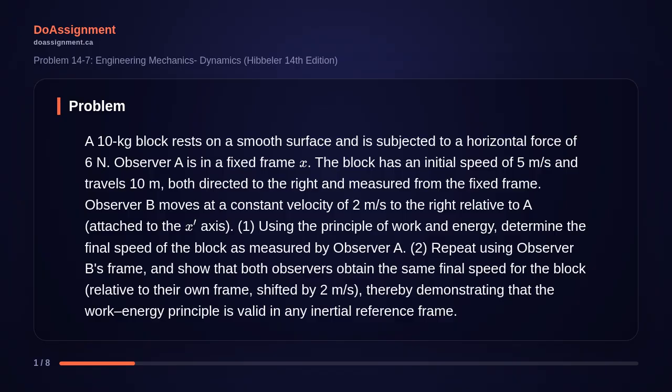Part 2. Repeat using observer B's frame and show that both observers obtain the same final speed for the block relative to their own frame, shifted by 2 meters per second, thereby demonstrating that the work-energy principle is valid in any inertial reference frame. Now, let us work through the solution step by step.